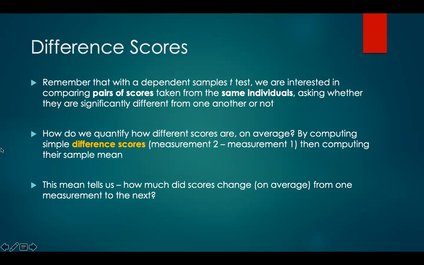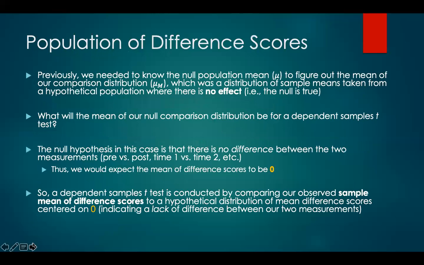So remember that with a dependent samples t-test, we are interested in comparing pairs of scores taken from the same individuals, asking whether they are significantly different from one another or not. So how do we quantify how different scores are on average? Well, we do that by computing simple difference scores: measurement 2 minus measurement 1, and then computing their sample mean. Now this mean tells us how much scores changed on average from one measurement to the next.